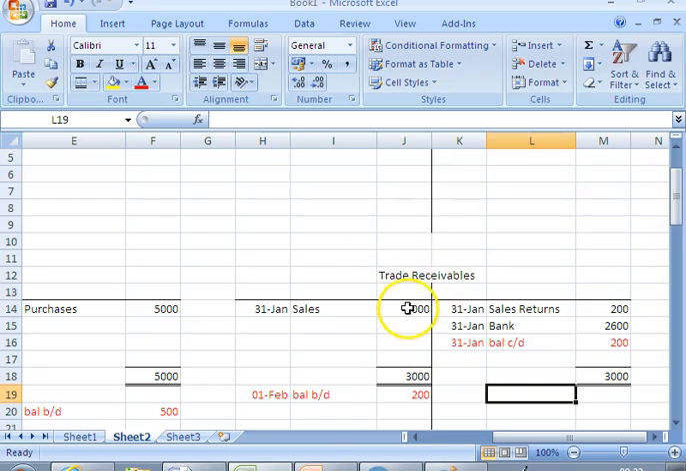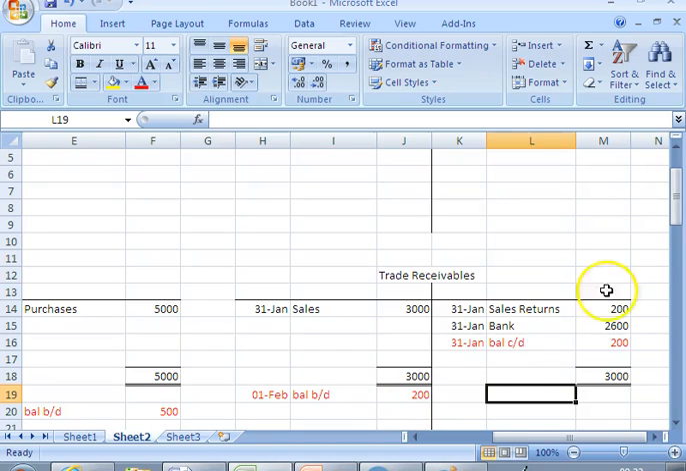Debit this asset. This was returned to you, 200. Then you received 2,600, meaning you're still being owed 200. And this is how we deal with it. We find the difference between both sides and carry it down. So technically, on the 1st of February, we know we are still owed £200 into the new period. And that's how we start.